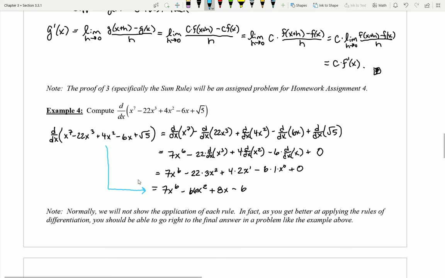Now, it's definitely the goal of this course to be able to jump right from the beginning to the end. And by the time we get to exam 2, it's going to be super crucial that you're able to calculate derivatives with roughly that kind of speed. For the moment, don't worry if you need to write the steps, and I encourage you to write as many steps as you need to make sure that you're understanding these rules and how they're implemented.